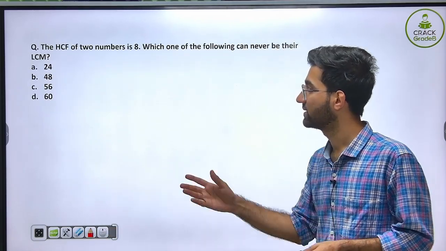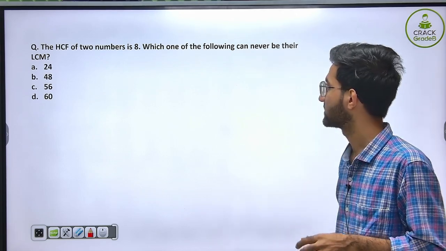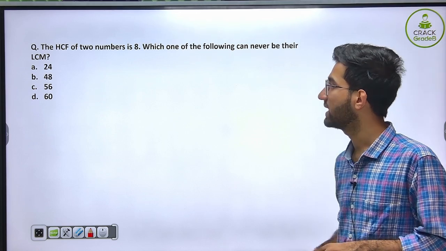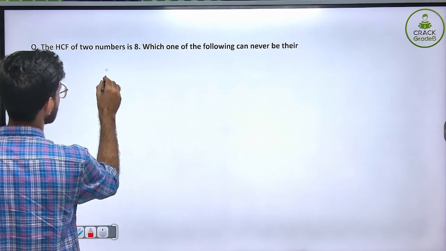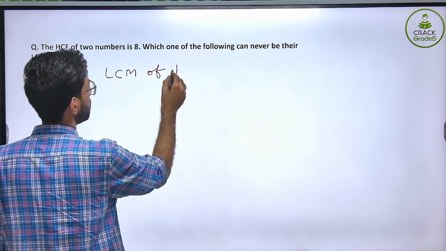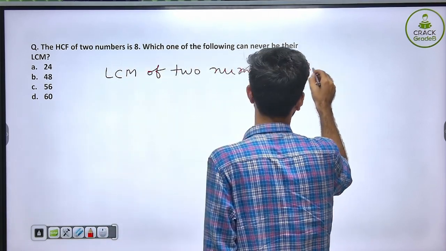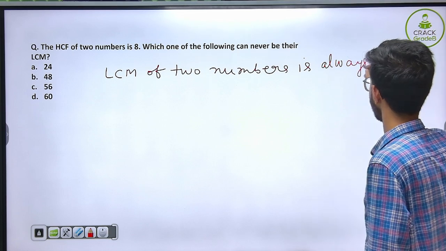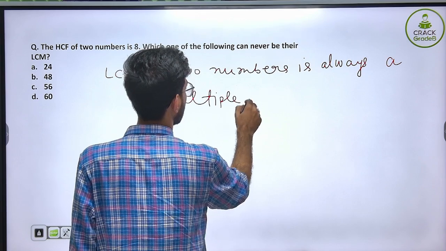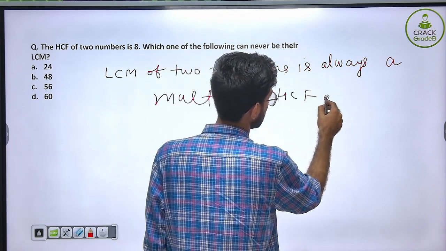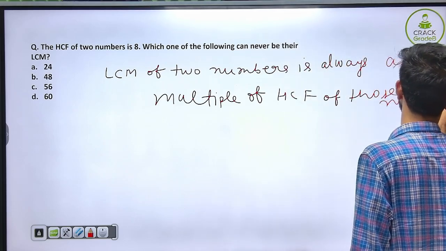Now let us solve another question. The question says the HCF of two numbers is 8. Which one of the following can never be their LCM? Now try to recall that property. I have told you that the LCM of two numbers is always a multiple of the HCF of those two numbers. So basically the LCM should be a multiple of the HCF.